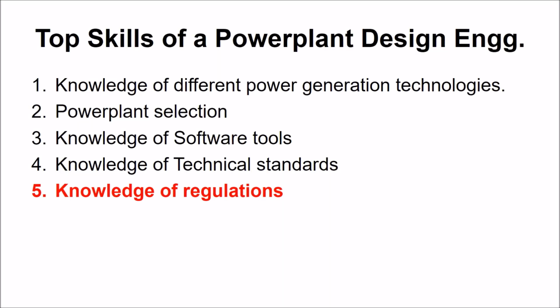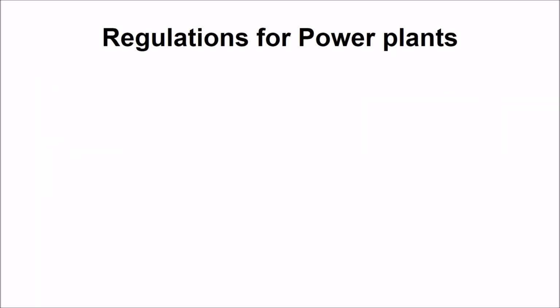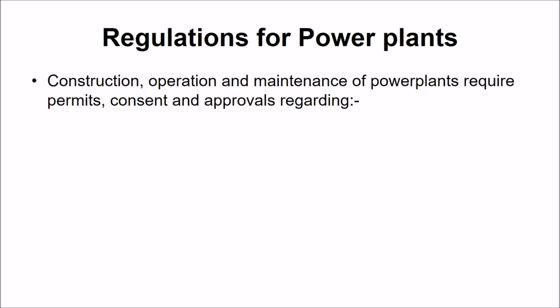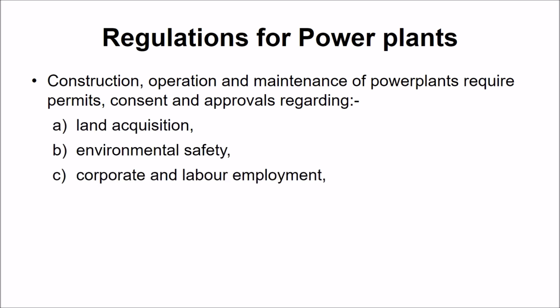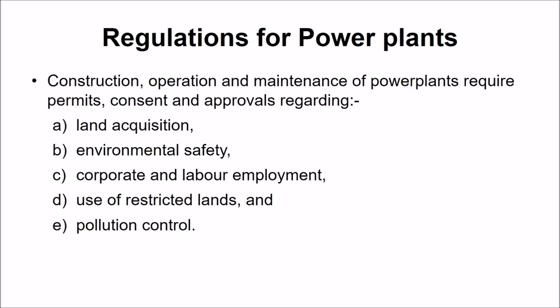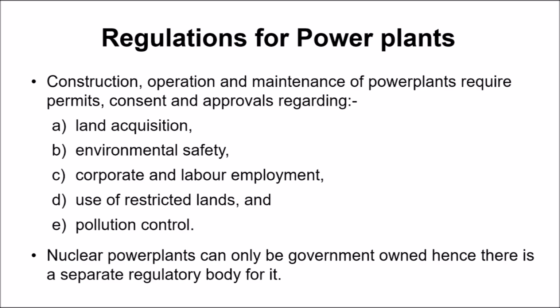Fifth is the knowledge of regulations regarding power plants. Though the generation of electricity is a delicensed subject in India, construction, operation, and maintenance of power plants require permits, consent, and approvals regarding land acquisition, environmental safety, corporate and labor employment, use of restricted lands, and pollution control. So it's necessary to know about the regulations of each of these departments. Also, nuclear power plants can only be government owned. Hence, there is a separate regulatory body for it.